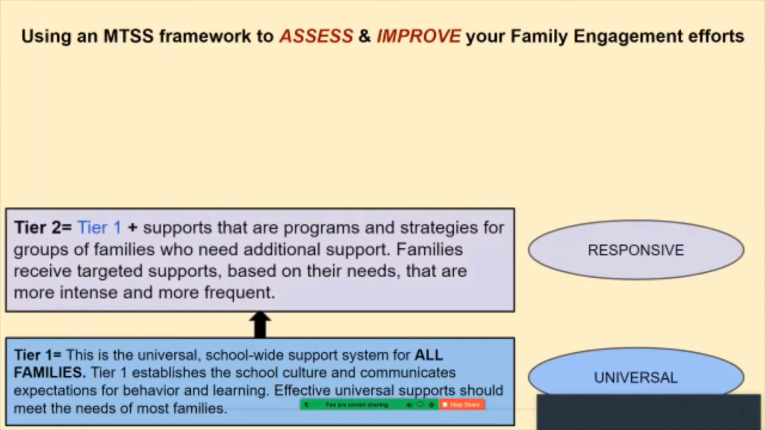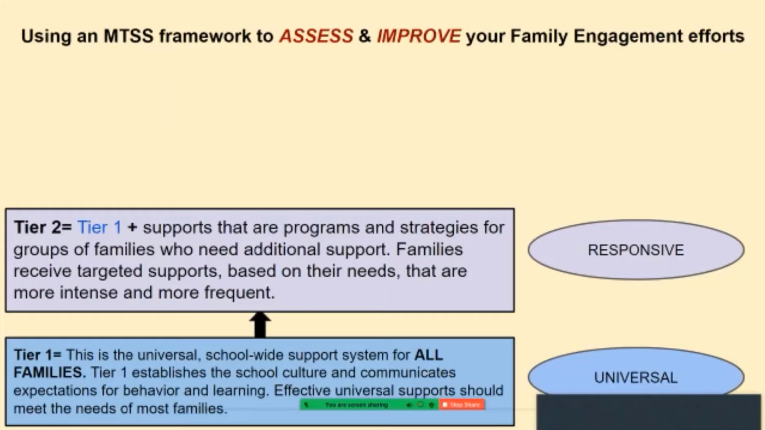The next tier that we're going to talk about is the responsive one. So here we're going to take what we did in tier one, our communication strategies, and you've realized that there's potential that you have not reached all families, right? Even though you sent home the newsletter, the postcard, sent the email, it doesn't mean that all families received it and read it and sort of internalized it, right? So in a tier two, we're going to talk about supports that are programs and strategies, specifically strategies here, for groups of families who need additional support. So families receive targeted supports based on their needs that are more intense and more frequent.